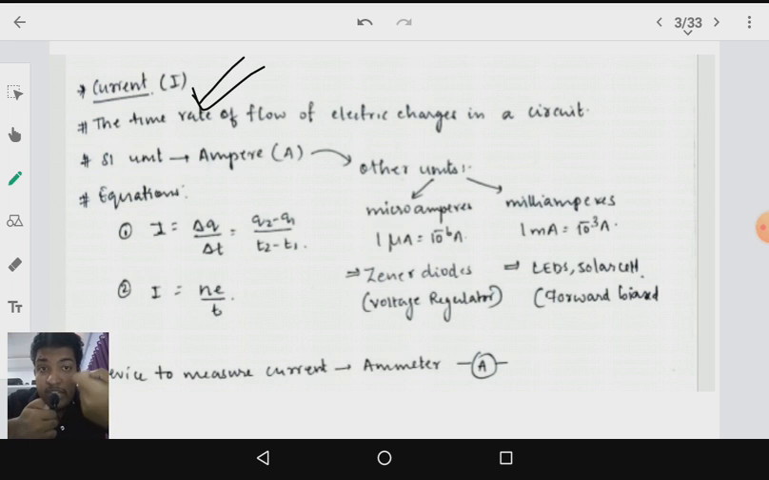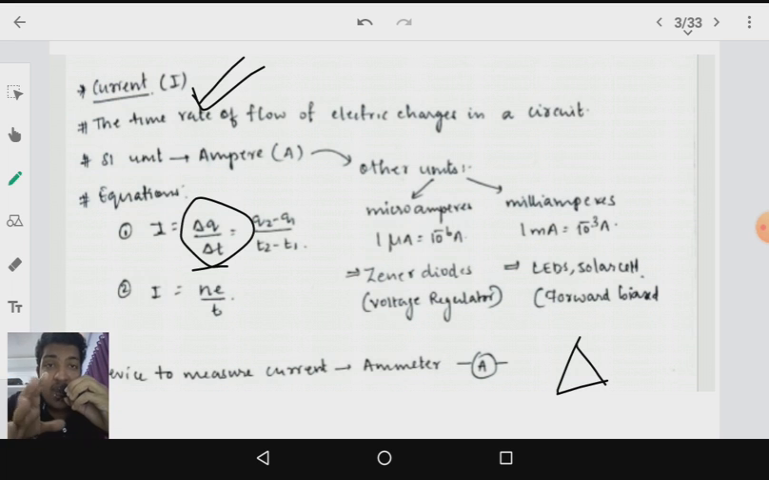So if I go with the equation of current, it is given by del Q divided by del T. Now this triangle is used to denote change, and it is a Greek letter known as delta, or we read it as del. So del means change. So del Q by del T means it is the change in charge divided by the change in time. So in a particular change in time, how much charge is being transferred, that is known as current.